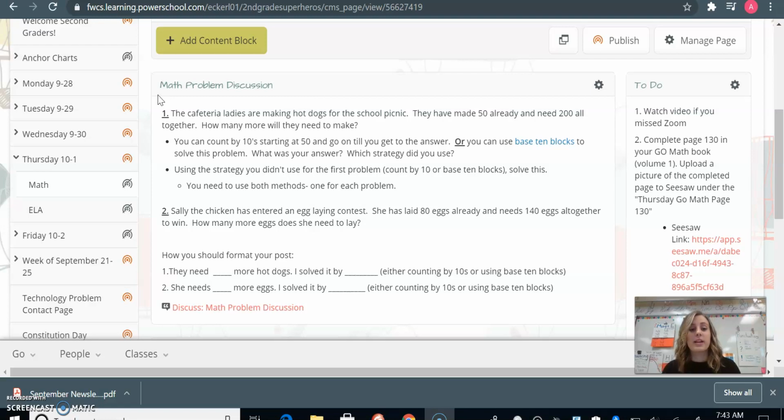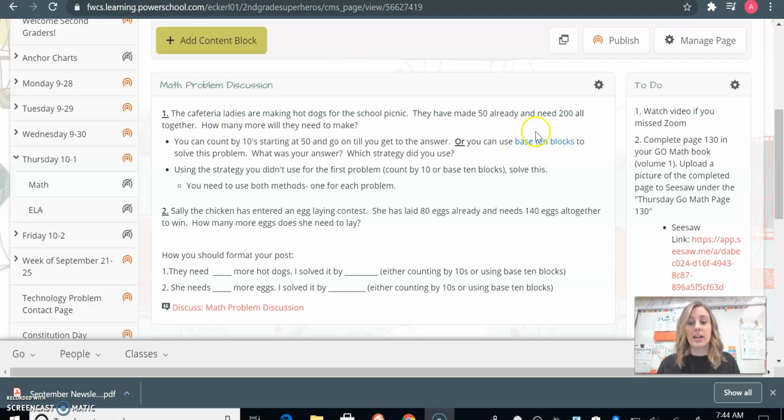So the first way is you can count by tens starting at 50. So that means we know 50 is the number that they give us. They have 50 hot dogs. So we need to skip count by tens all the way to 200. So that means if I had, let's say, a hundreds chart in front of me, I would find 50 on it, and then I would start skip counting, right? So 50, if I add 10 to 50, it becomes 60, 70, 80. So we're just going to skip count by 10. So you're adding 10 each time.